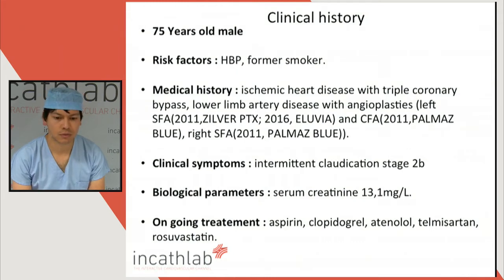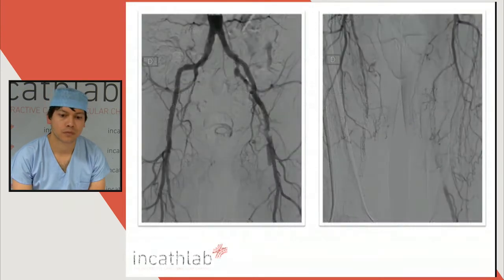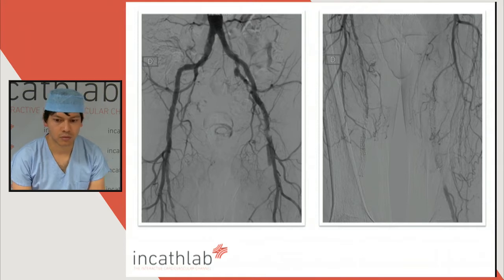His clinical symptom is intermittent claudication, stage 2B. The biological parameters are normal. His treatment is aspirin, clopidogrel, atenolol, telmisartan, and rosuvastatin. On the arteriography, we can see stenosis on the CFA and bilateral occlusion of the SFA in stent.